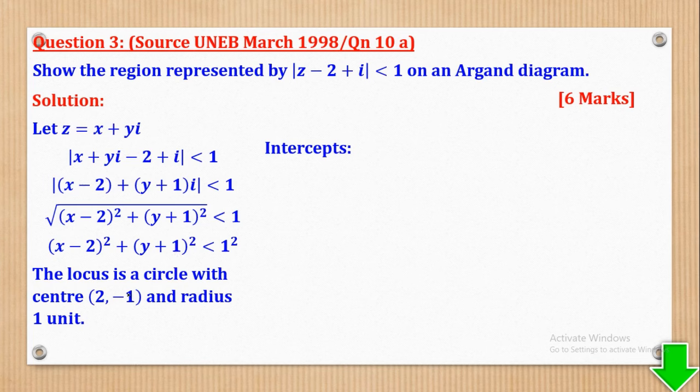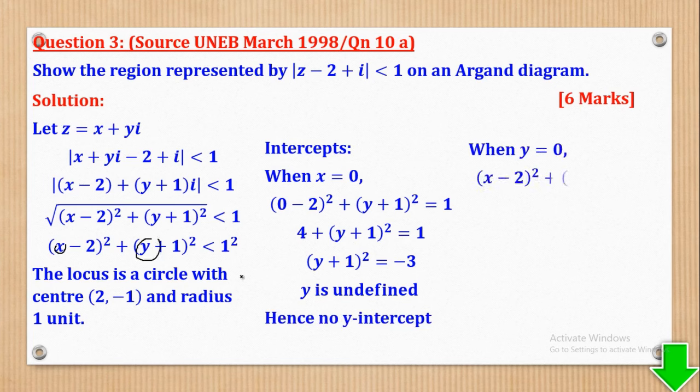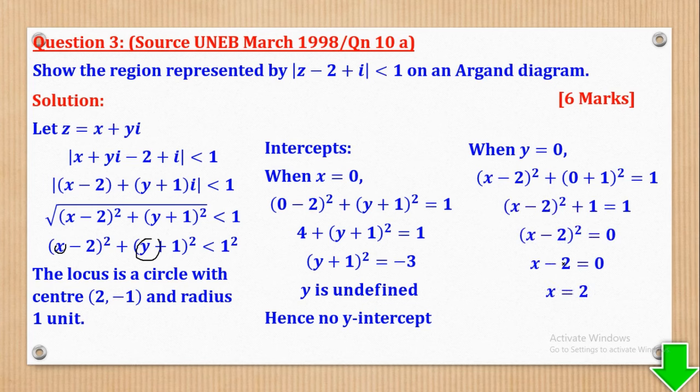Now I've got the center, but what about the intercepts? I'll come and say that when x is 0, put 0 here, you'll come up with that part. Therefore, make y the subject, and you realize that y is undefined because the square root of a negative becomes complex. And here we don't write in real and imaginary when you are sketching on x and y axis. So we just say there is no y-intercept. What about when y is 0? When y is 0, put 0 here. You'll come up with that. Therefore, simplify, make x the subject, and x will be 2. Therefore, the intercepts are 2, 0. So now that I have the intercept and the center, I can sketch the locus or the circle.